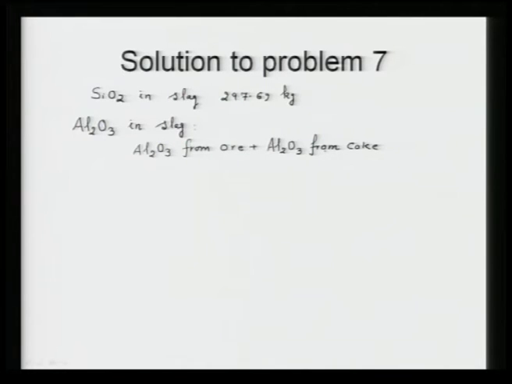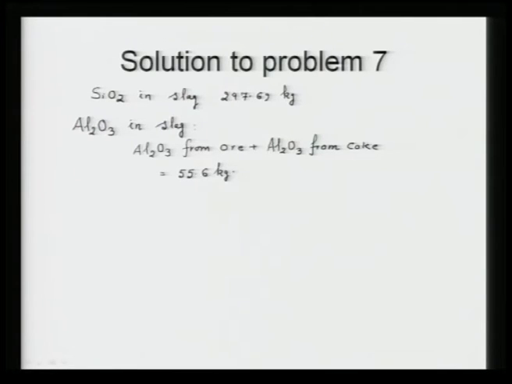Coke amount we have just calculated, iron ore amount we know. So, all that you have to sum total, and the answer would be Al2O3 in slag, that will be equal to 55.6 kg.